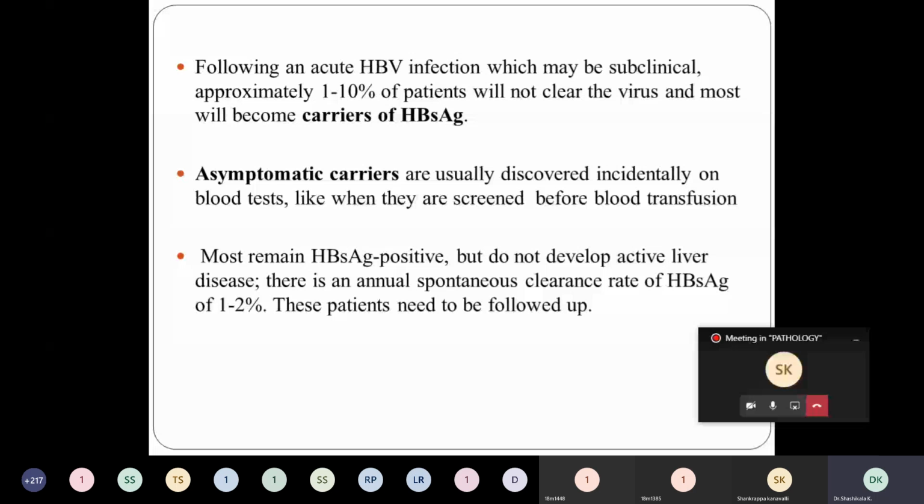So following an acute infection, which may be subclinical, approximately 1 to 10% of the patients will not clear the virus, and most will become carriers of HBsAg. So asymptomatic carriers are usually discovered incidentally on blood tests, like when they are screened before blood transfusion. Most of them remain as HBsAg positive, but do not develop any active liver disease. There is an annual spontaneous clearance rate of HBsAg of less than 1 to 2%, and these patients need to be followed up.